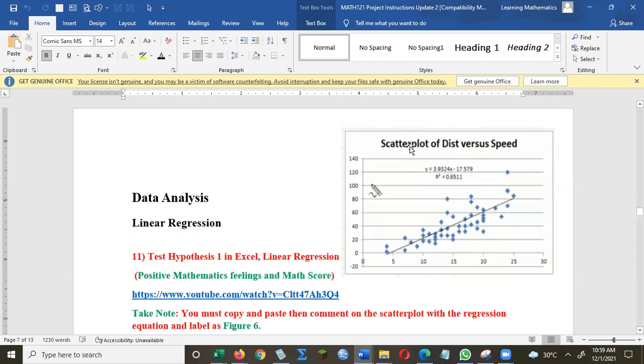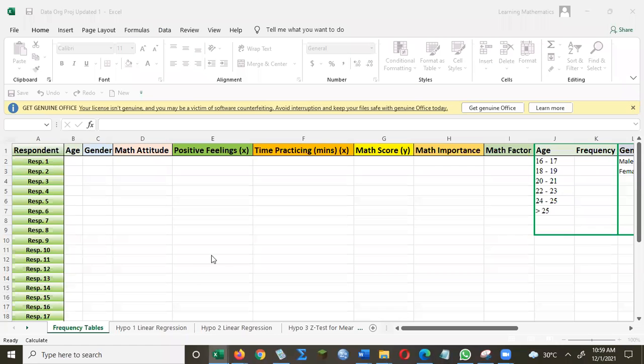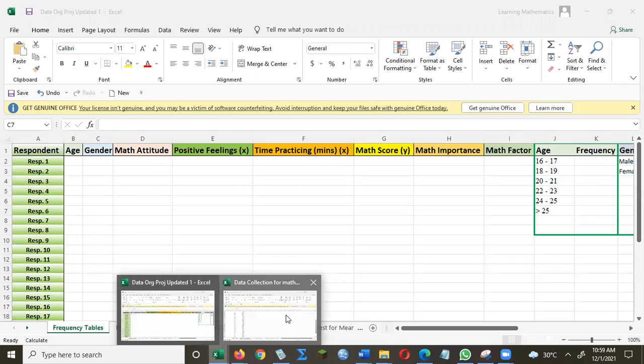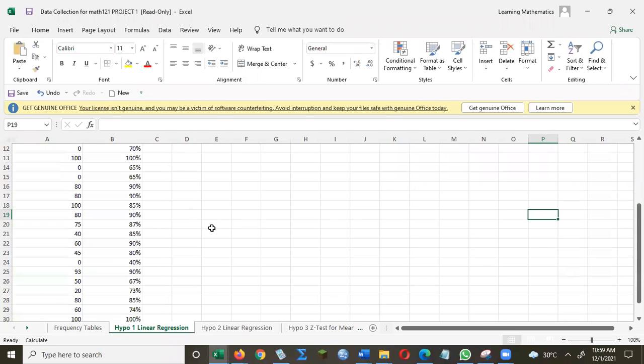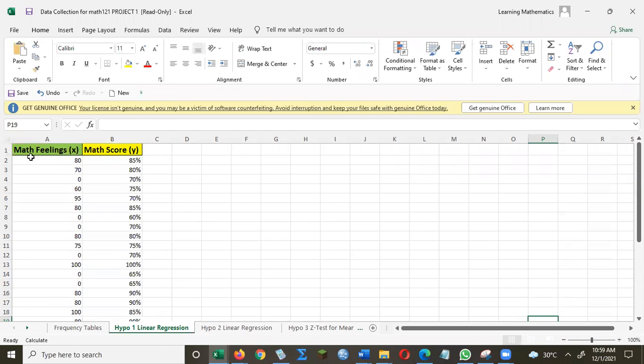Here's an example of the graph that you'll get from Excel. So I'm just going to demonstrate what you are going to do using someone's actual Excel spreadsheet. Here it is. They want to do a linear regression for hypothesis one, and the two variables are positive math feelings and score. How do your positive math feelings affect your score?